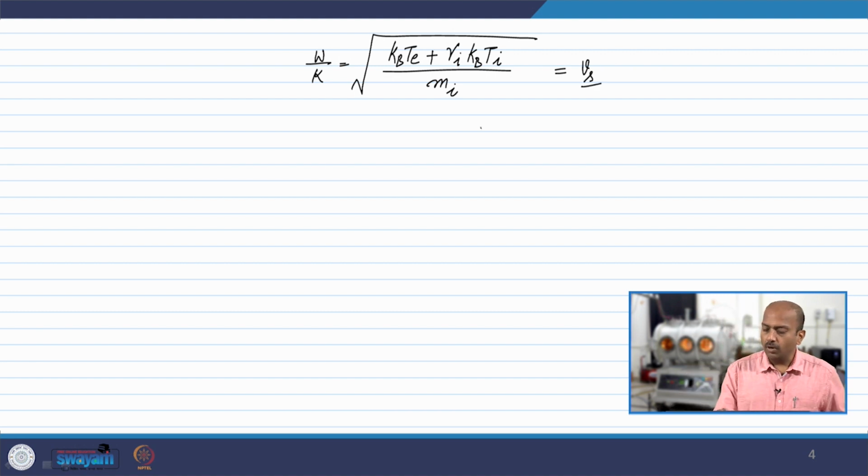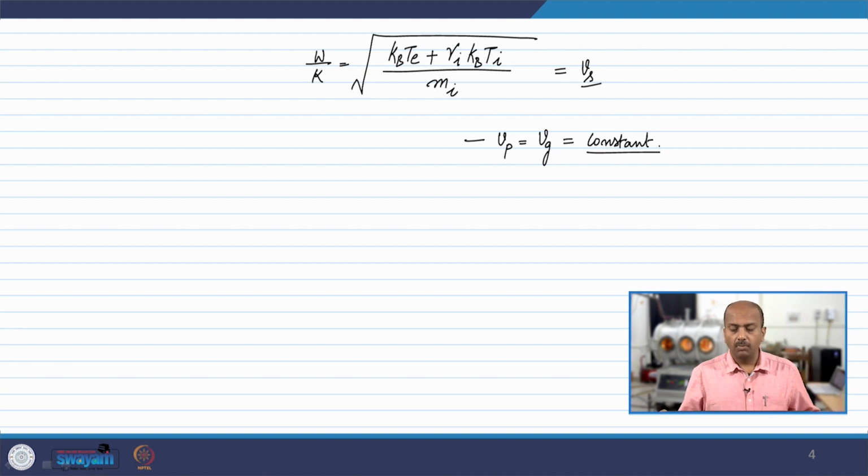Now, one very important conclusion is, from this expression we can realize that Vp will be equal to Vg, which will be equal to a constant. Both the velocities will be the same. This is the unique characteristic of the acoustic wave that is traveling through plasma, right. So, the phase velocity and group velocity will be constants.